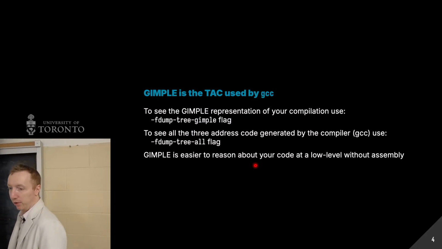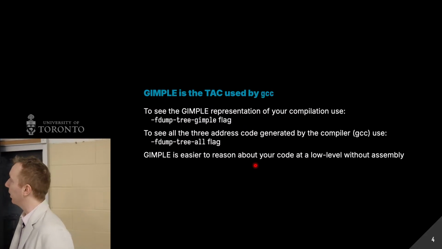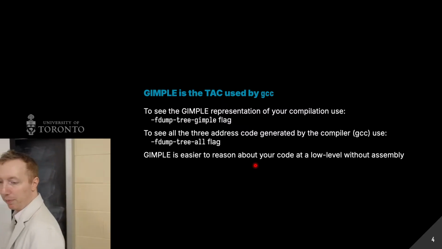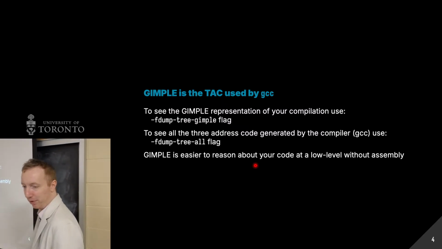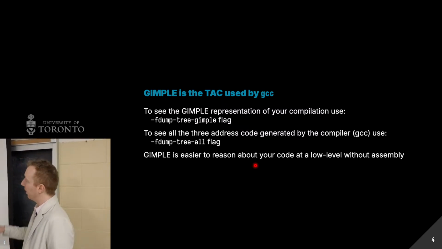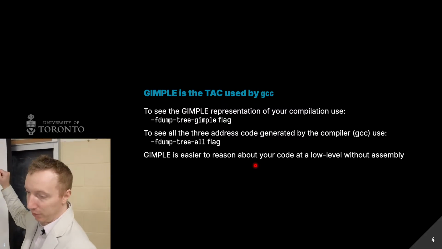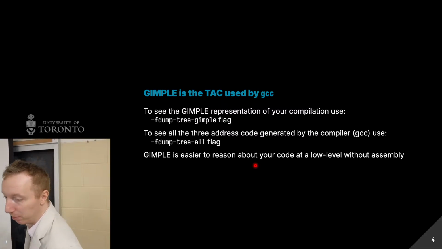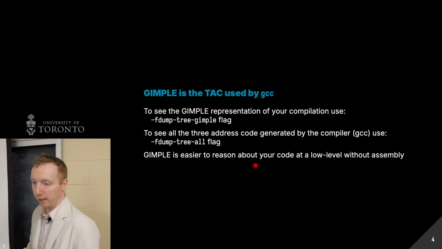The 3-address code used by GCC is called GIMPLE. Don't ask me why it has a silly name. Something intermediate, something, programming language, who knows. To see that, whenever you're compiling, you can use the flag -fdump-tree-gimple to see that I'm not lying and that that is the name.